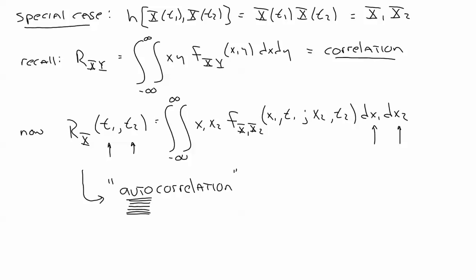Let's do a specific example. Let's let my random process be my handy-dandy random process, which is formed by embedding a random variable inside of a time-varying function.